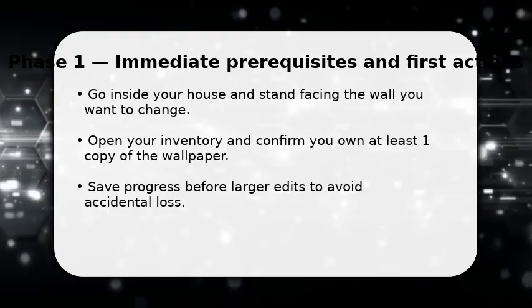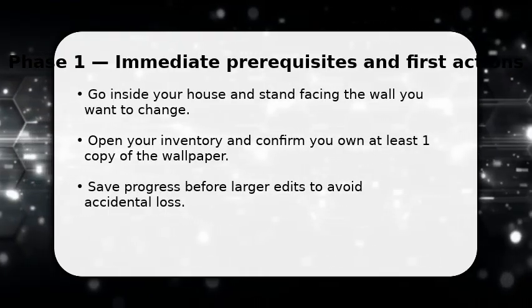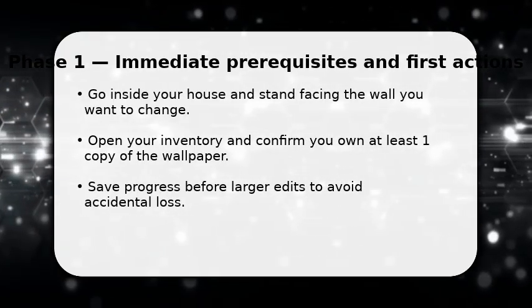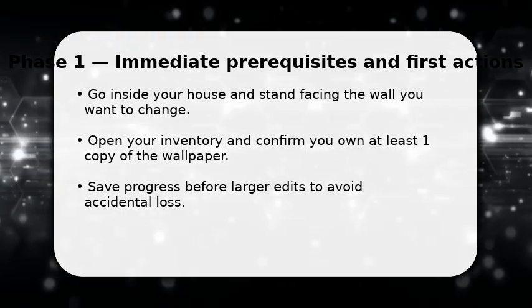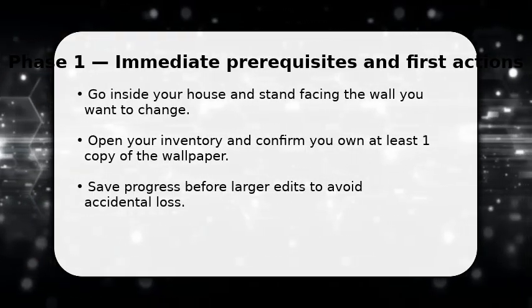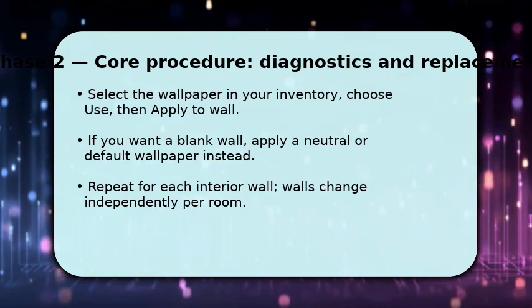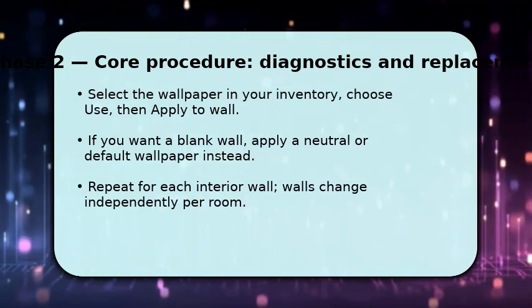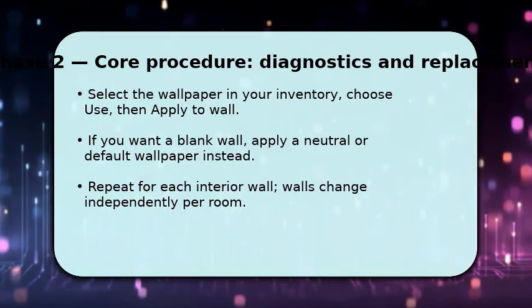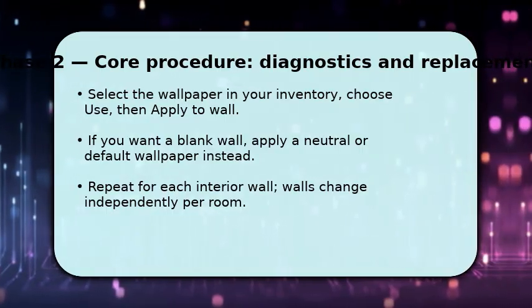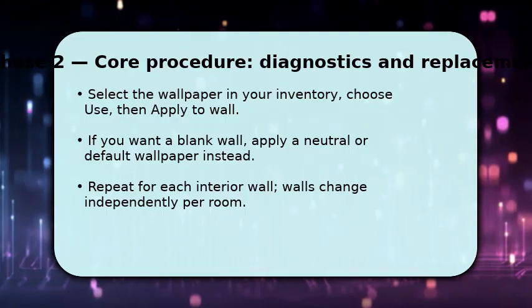Make sure autosave is allowed, because you will commit changes when you apply the replacement. Once applied, the old wallpaper is removed. Now you perform the core removal. Select the wallpaper in inventory, then pick Use and apply to wall. If you want an empty look, choose a plain or default wallpaper as the replacement. This effectively removes the previous pattern.